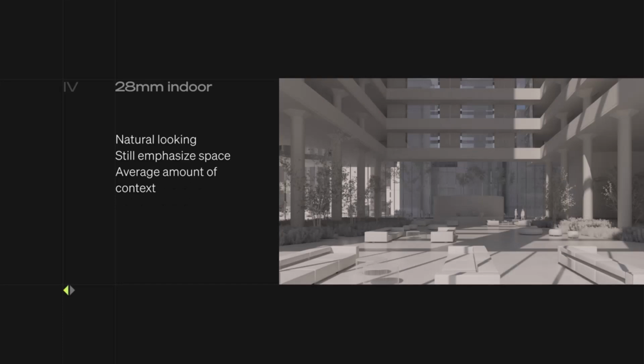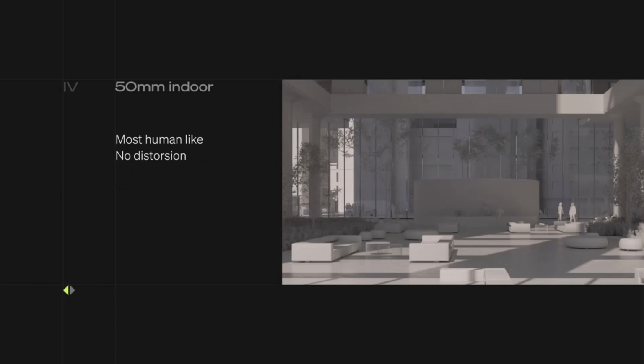It emphasizes quite a lot the space, with an average amount of context, pretty natural looking, and you can focus on the space. 50 millimeter is a bit closer to the human eye, or a bit above, I'd say. No distortion, the relationship with the subject is very natural in terms of distance. And yeah, nothing more to say.